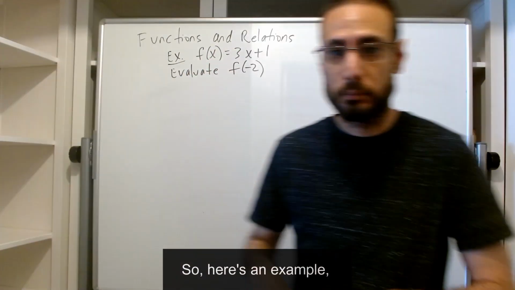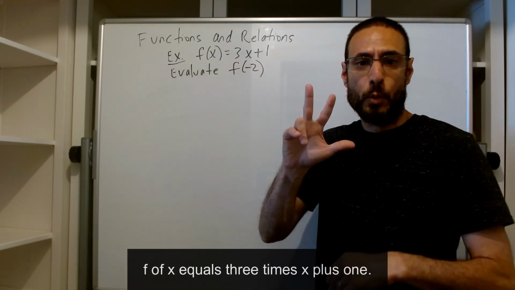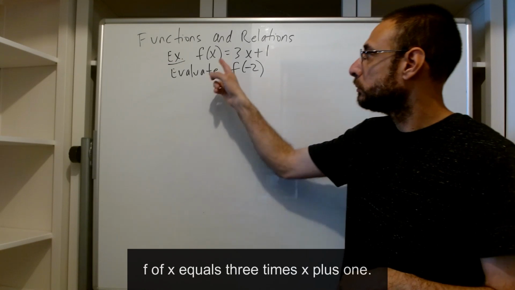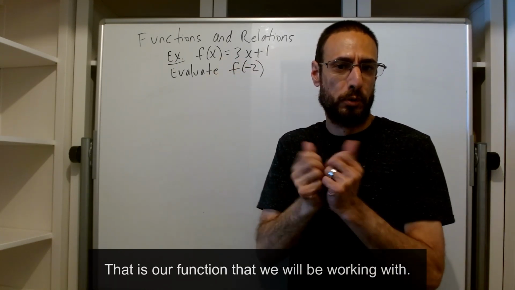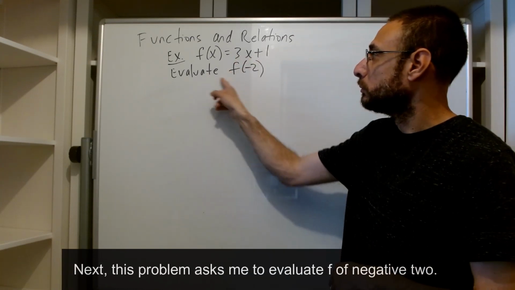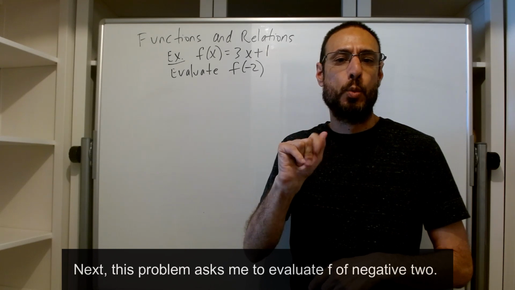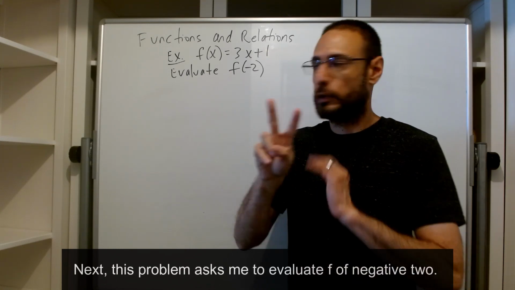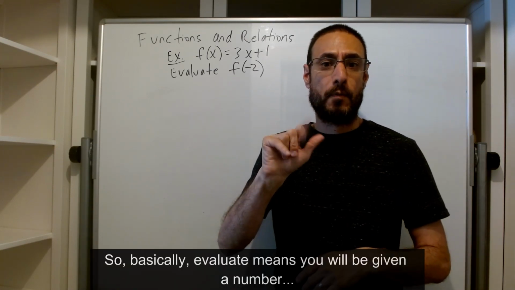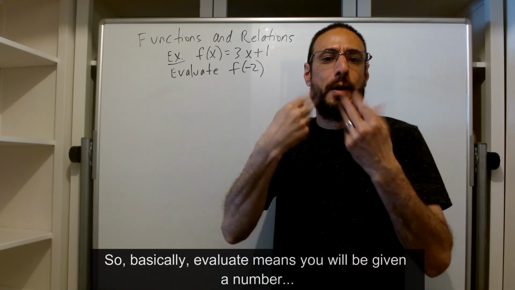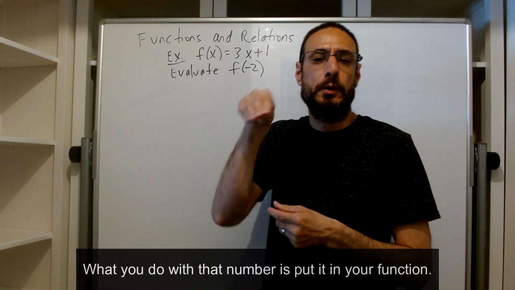So, here's an example. f of x equals 3 times x plus 1. That is our function that we will be working with. Next, this problem asks me to evaluate f of negative 2. So, basically, evaluate means you will be given a number. What you do with that number is put it in your function.